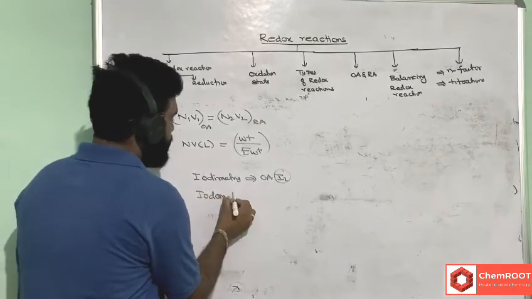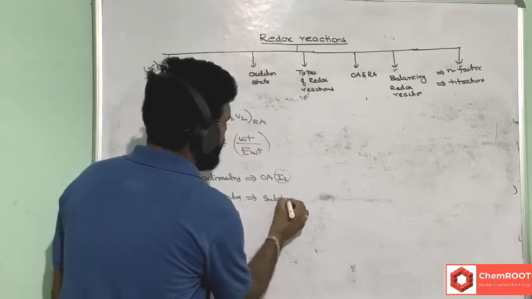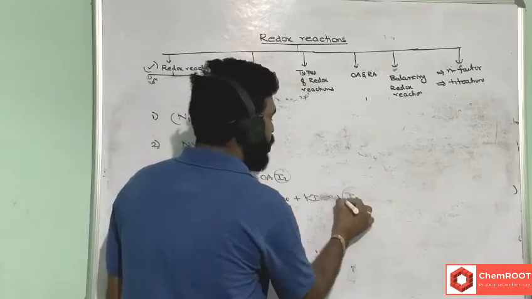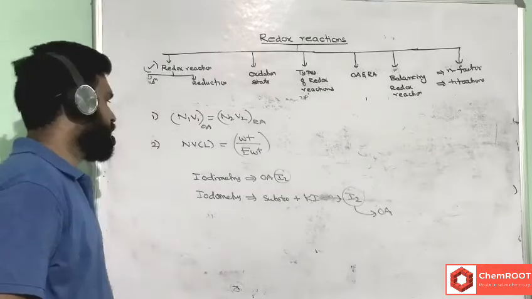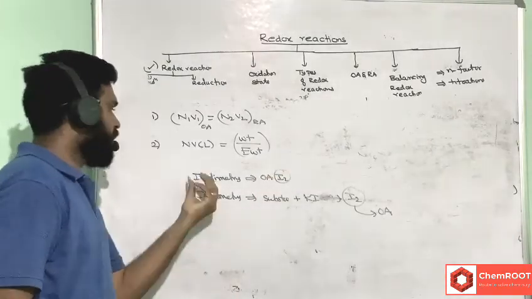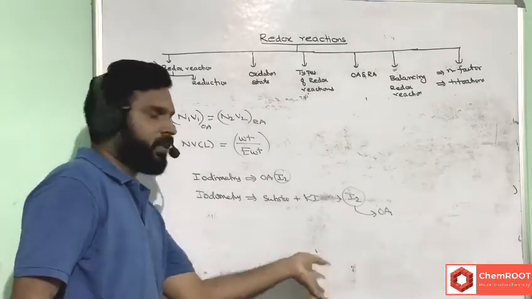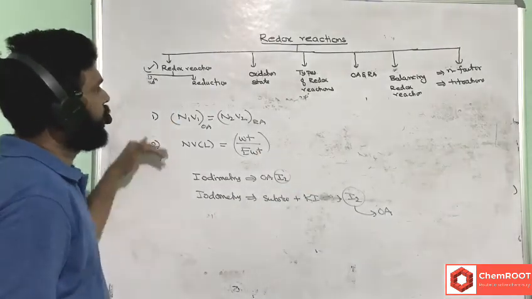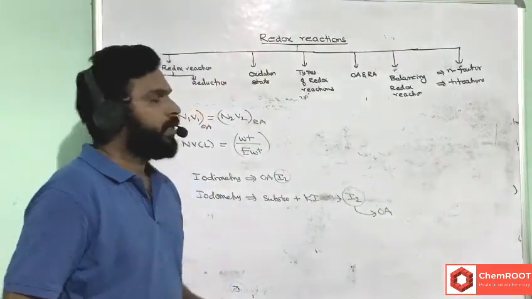When we directly use I2 as the oxidizing agent, it is called iodimetry titration. In the iodometry titrations case, a substance reacts with some compound like potassium iodide and iodine is produced. This iodine produced acts as an oxidizing agent, and then it is called an iodometry titration. So in iodimetry we directly use iodine as the oxidizing agent, and in iodometry the iodine produced in the reaction acts as the oxidizing agent. This is related to the redox reactions. Okay. Thank you.